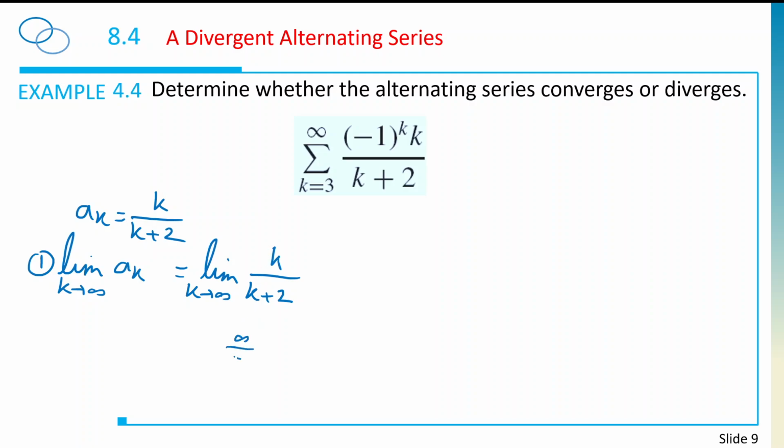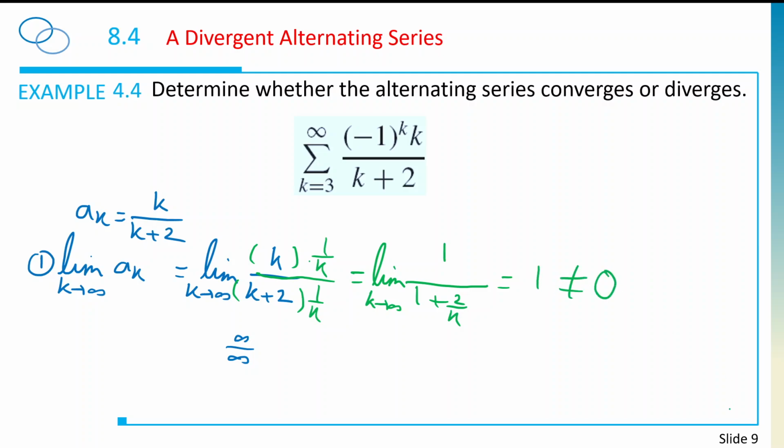Direct substitution, it's infinity over infinity. So either you use L'Hopital's rule or you do what? You multiply the numerator by 1 over k and the denominator by 1 over k. And this equals the limit of, here it's 1, down I have 1 plus 2 over k, as k approaches infinity. You do the limit, this equals 1, which does not equal 0. Remember, the condition we need is it to equal 0. If it does not equal 0, in this case, it failed the kth test.